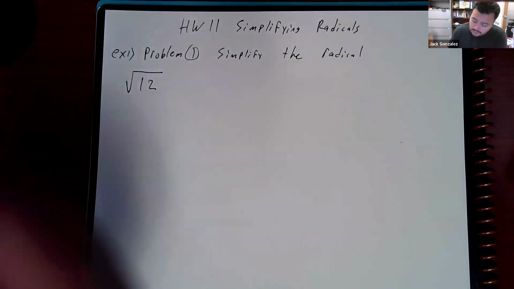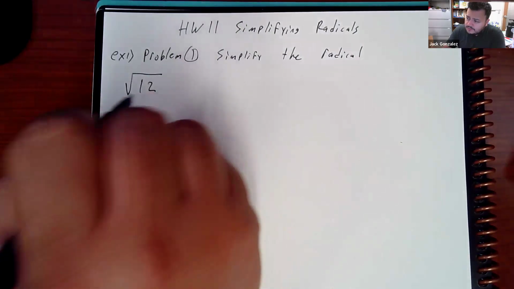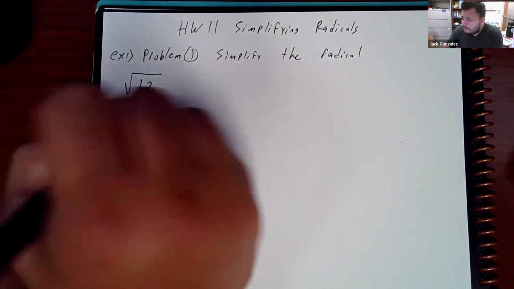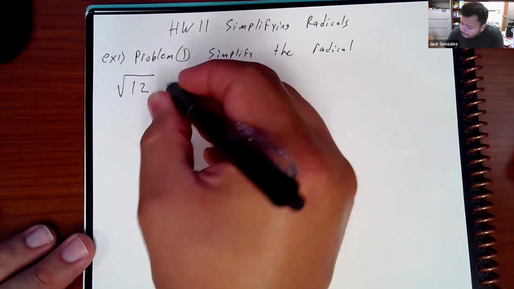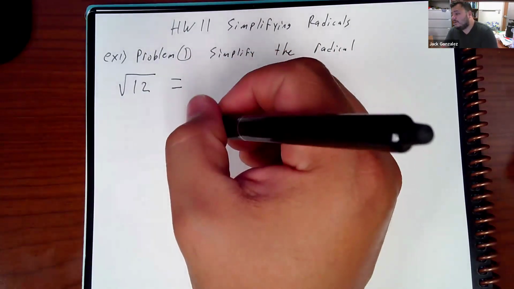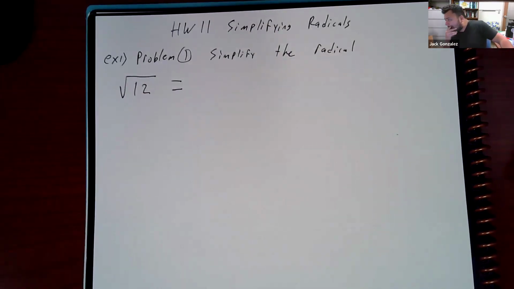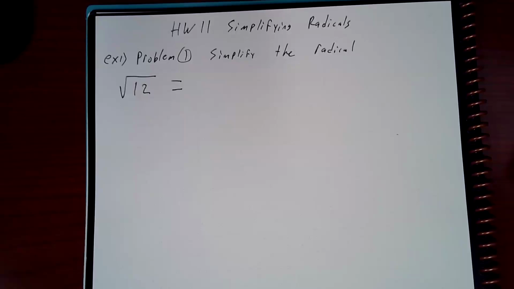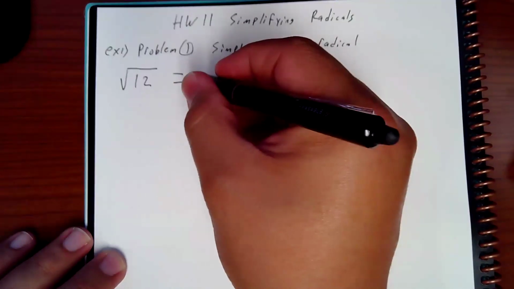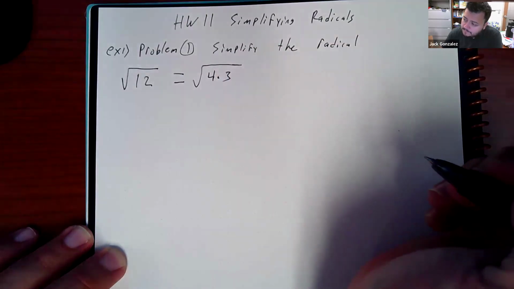Yeah. So when they say simplify the radical, you're basically looking for squared numbers inside your radical. Okay. So what squared number is a factor of 12? Four. Yeah, right. So 4 is a factor, so it's 4 times 3.